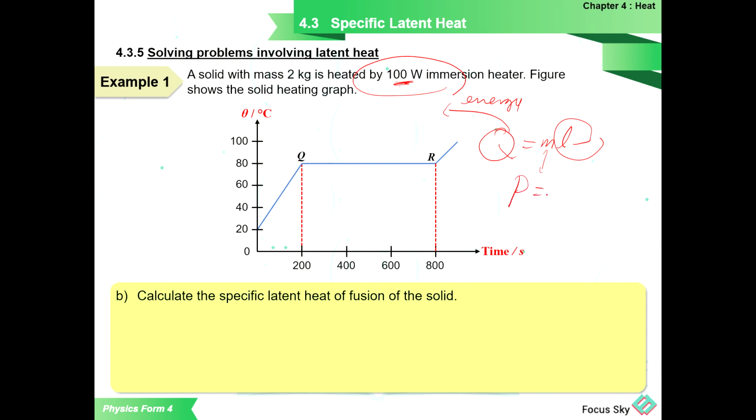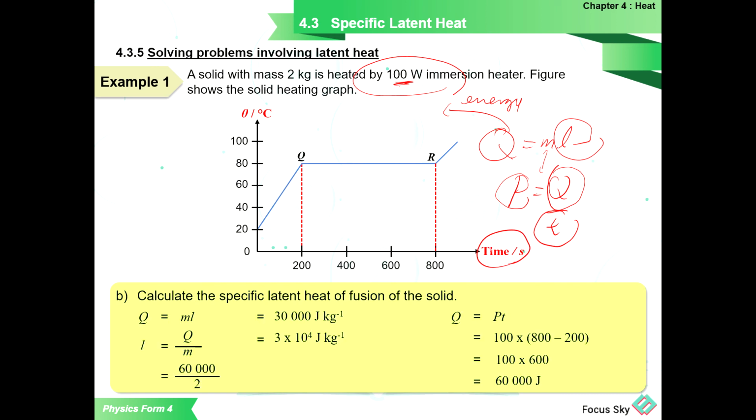P equal to Q over T. So, nak cari. So, P is given 100. T, nak ambil mana? T is time. That's why the graph is given. Okay, so from the graph, time start to melt from here to here. So, T is 600. Okay, jangan ambil T dari sini, dari kosong.